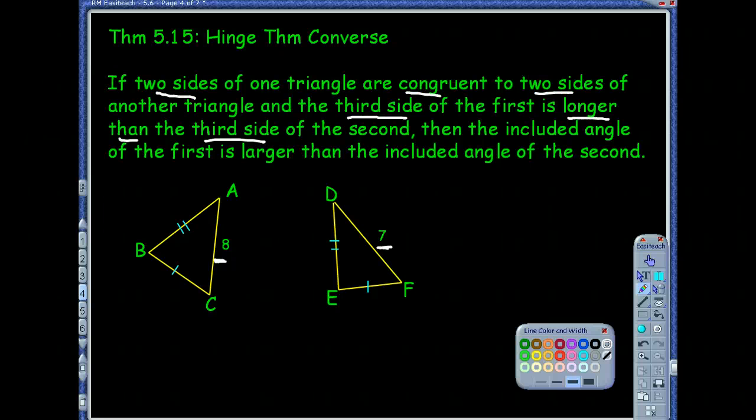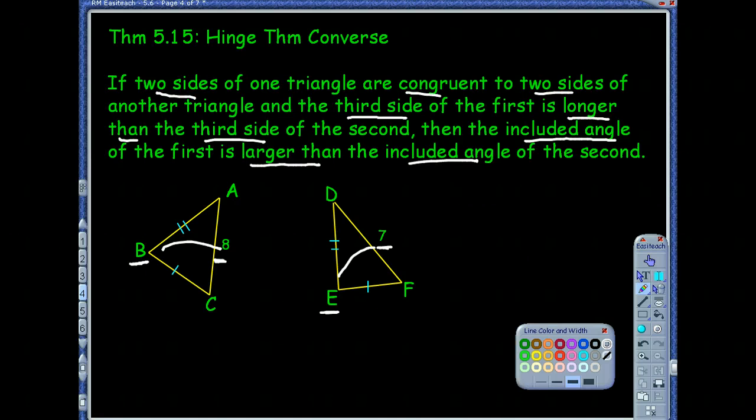Right. So they're saying the included angle. Now, what do I mean by the included angle? We talked about that term before. It's between the two congruent sides that we know. So that would be angle B and angle E. But also notice that those are the angles across from the side that we know is different, not the fixed sides, the ones that are the same. So in this case, they're saying that that included angle is larger than the included angle of the second.